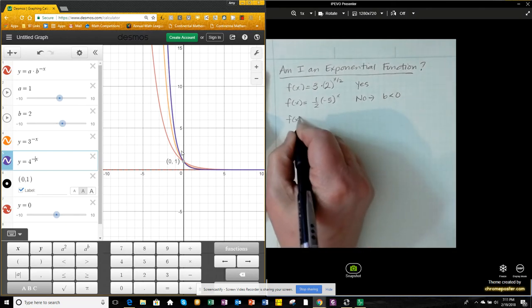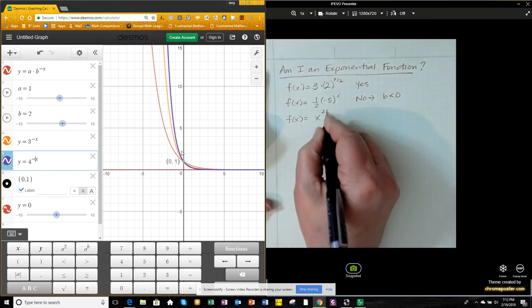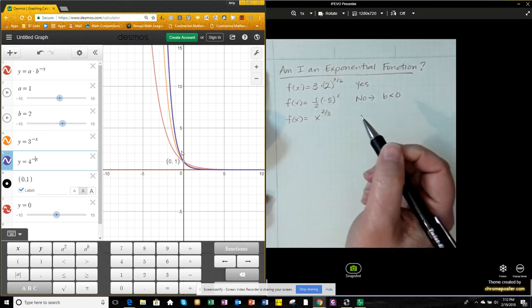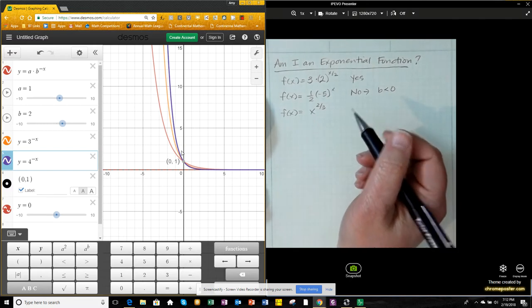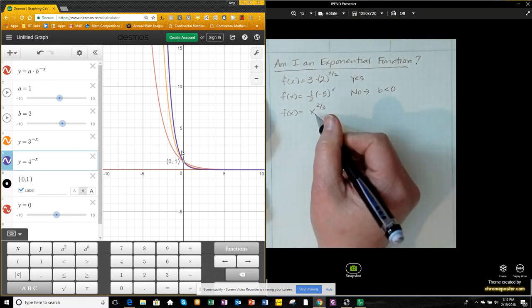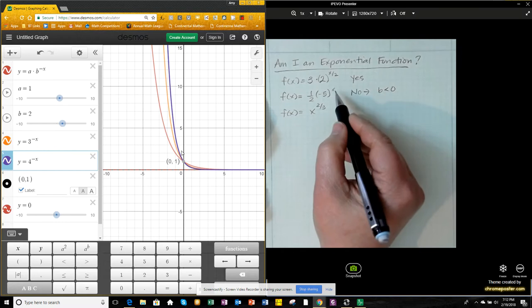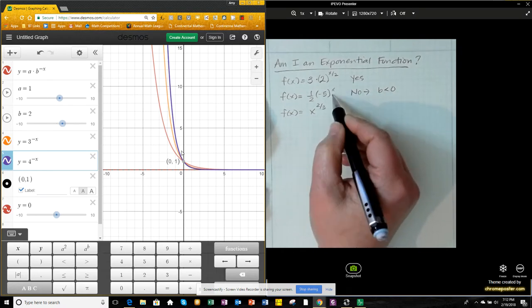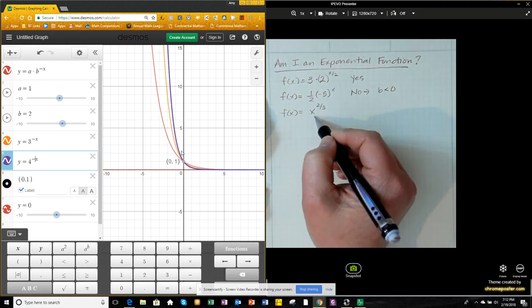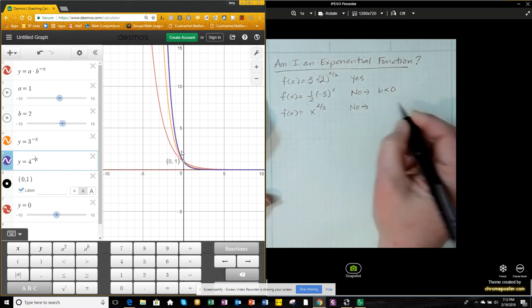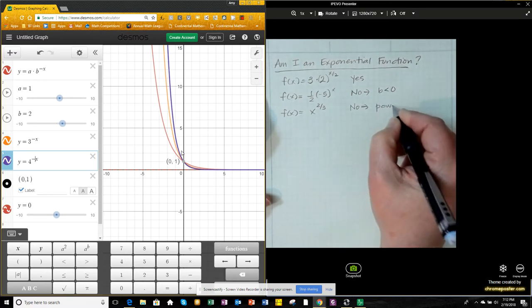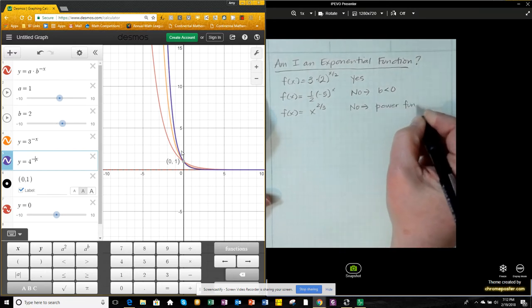I'm going to try to trip you up here. So what about this one? x to the 2/3. Is this an exponential function? Well, the exponential function has the variable in the exponent. This variable is in the base. So this is not an exponential function. This is a power function because we're raising x to a power.